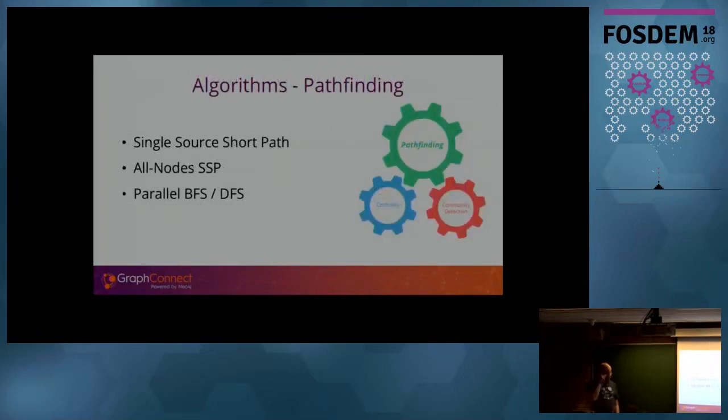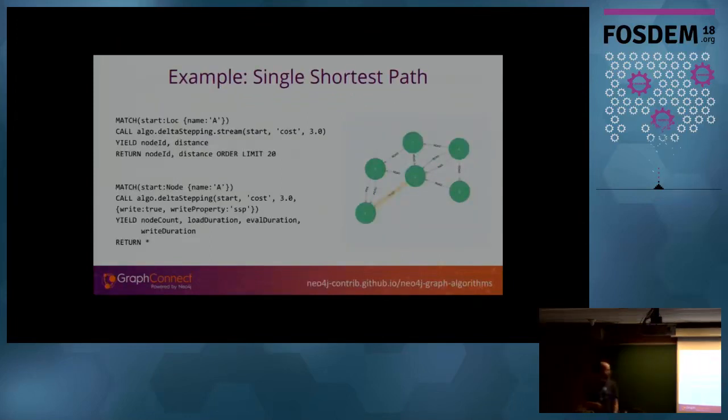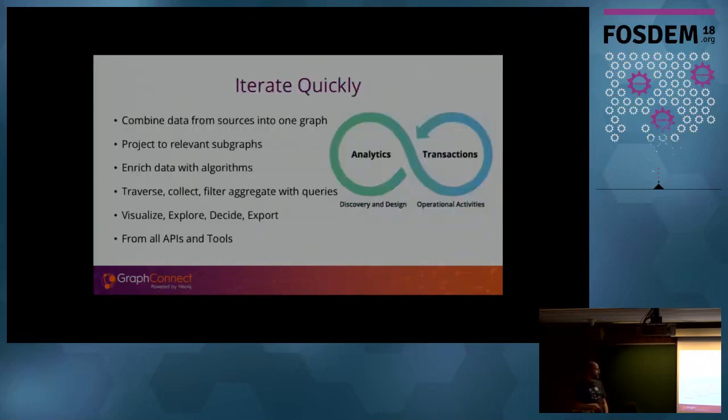And for pathfinding, we have single source shortest path, all nodes single source shortest path, multi-source breadth first search, and then also in general parallel breadth first search and depth first search implementations that are mostly used by the other algorithms as an infrastructural thing, but also exposed in the library itself. And there's also Dijkstra implemented, and a parallel Dijkstra as well. Here, for instance, is an example where I find a starting node, find all the single source shortest paths, and write the properties back to the relationships in between.